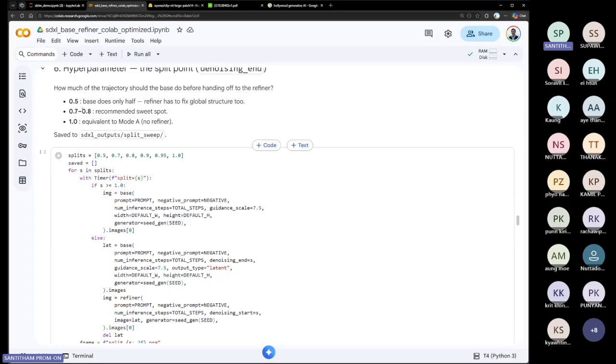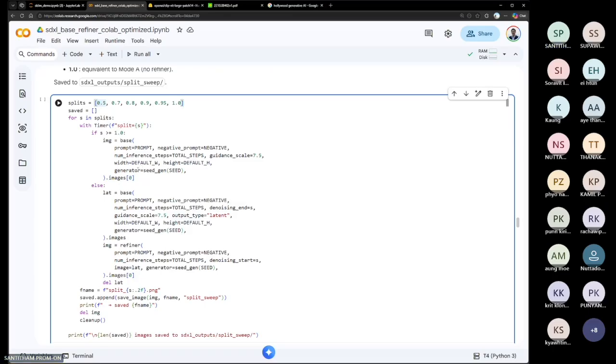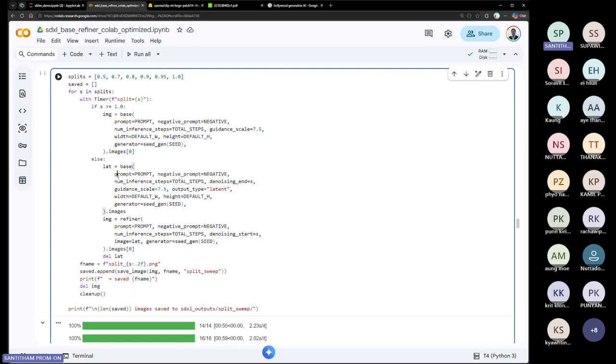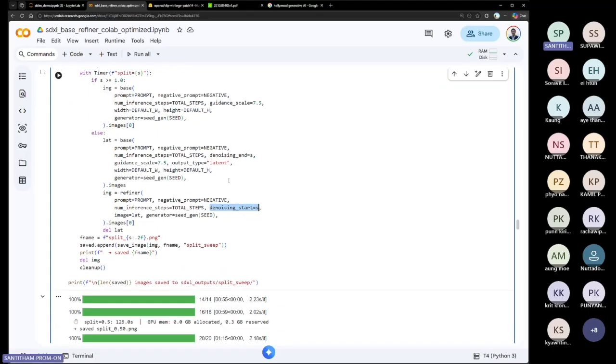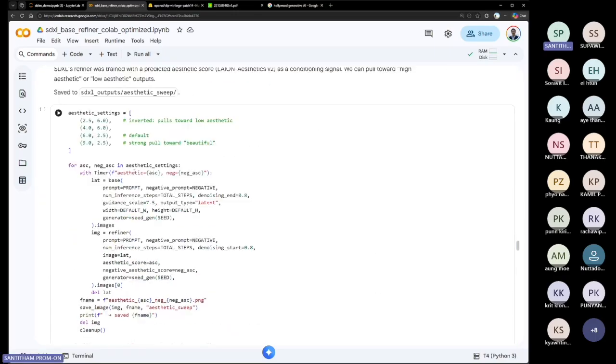The change in the hyperparameter: there's the split between the base and refiner. This is a split S, right? The denoising start S. So denoising end at S and the denoising start here. It tells you the proportion that you will let the refiner work to a certain portion. This is the aesthetic score, specify aesthetic score.